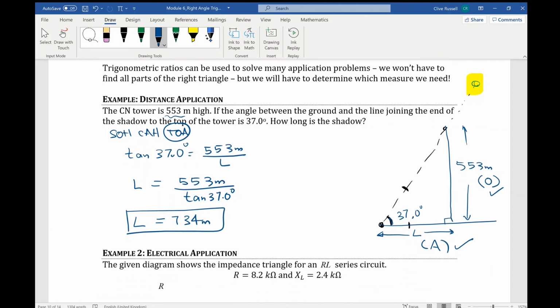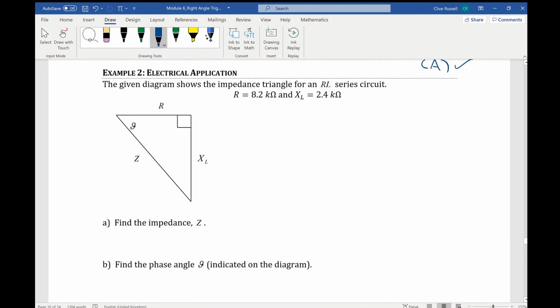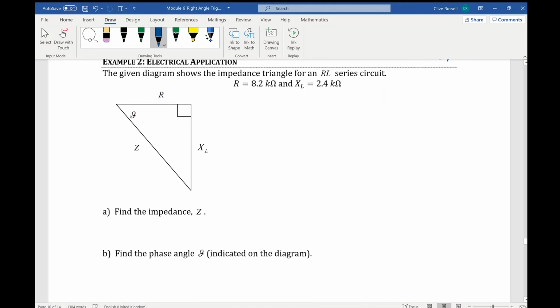So that's it. Let's look at our second and final example here. Now notice in the first case you had to get your diagram. In this case, a diagram is given, so that makes it easy. The given diagram shows the impedance triangle for an RL series circuit. You're given that R is 8.2 kilo ohms and XL is 2.4 kilo ohms. Now kilo means times 1,000, but we could express our answers in kilo also.